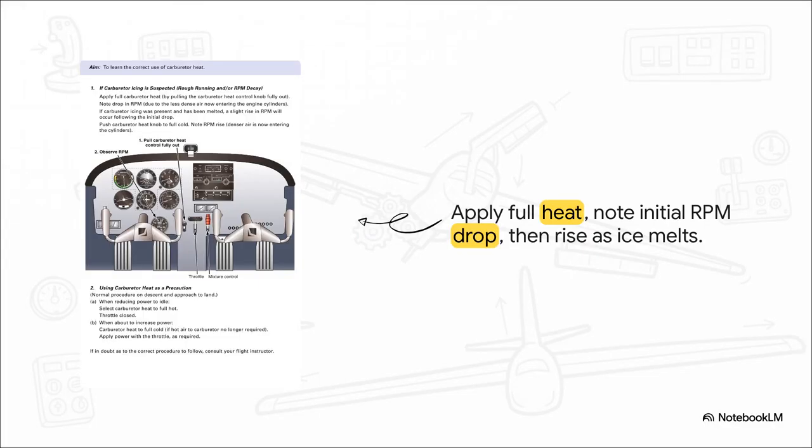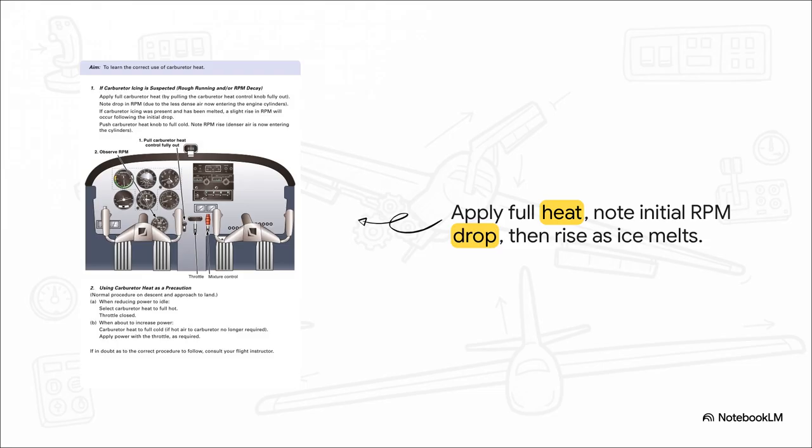Well, we use the carburetor heat knob. When you pull this knob, it routes hot, unfiltered air from around the engine exhaust directly into the carburetor to melt that ice. But here is the totally counterintuitive physics lesson you need to remember. Hot air is less dense than cold air. So the exact moment you apply full carb heat, your engine's RPM will actually drop even further.